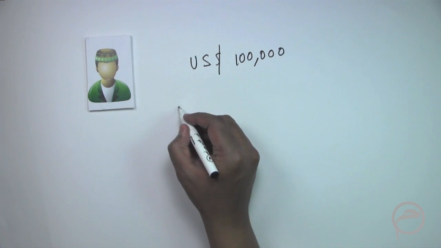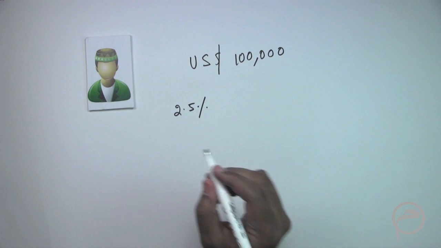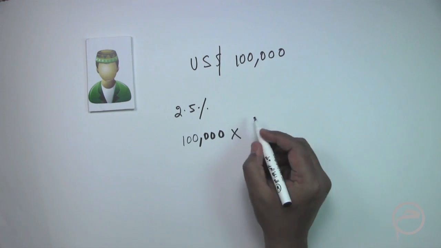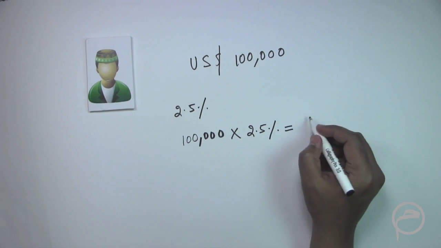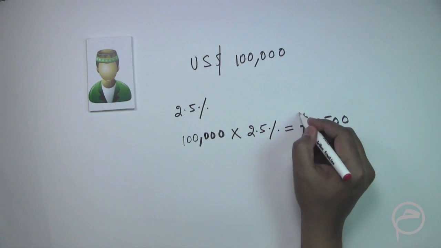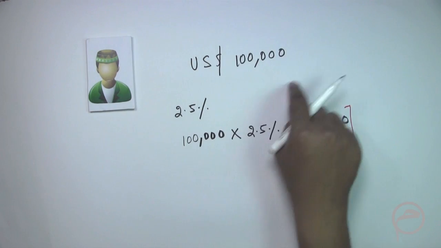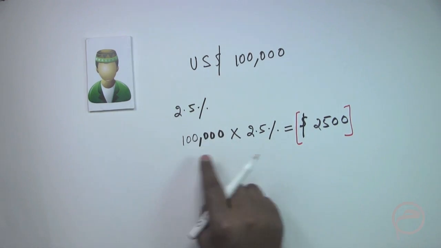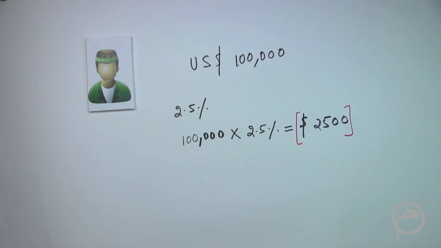And how much does he have to pay? He has to pay 2.5% of the value of the cash. So what it means is that this person has to pay 100,000 into 2.5%, which is nothing but 2,500. So this person has to pay $2,500 as zakat. So if a person has cash of $100,000, that person has to multiply $100,000 by 2.5%, and that is equivalent to $2,500. Hence this person has to pay $2,500 as zakat.